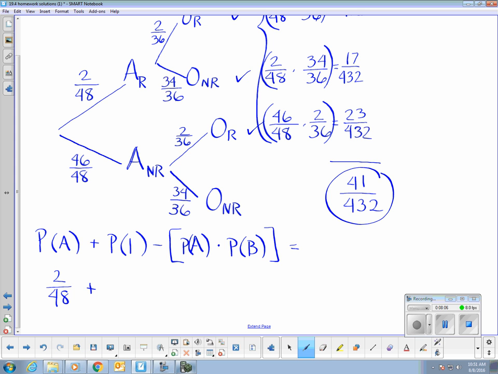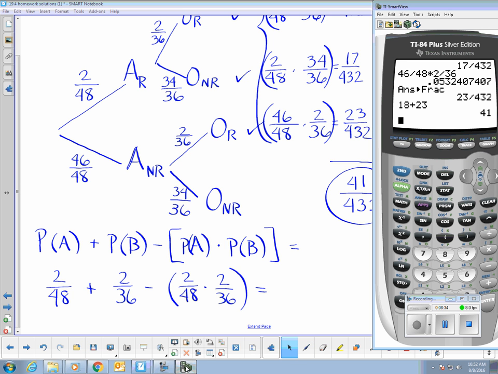There we go. The probability of the second event, getting a rotten orange, is 2 out of 36, minus the probability of event A, 2 out of 48, and then getting a rotten orange, 2 out of 36. That would be the probability of having both of those events occur. And that gives me my probability of one or the other.